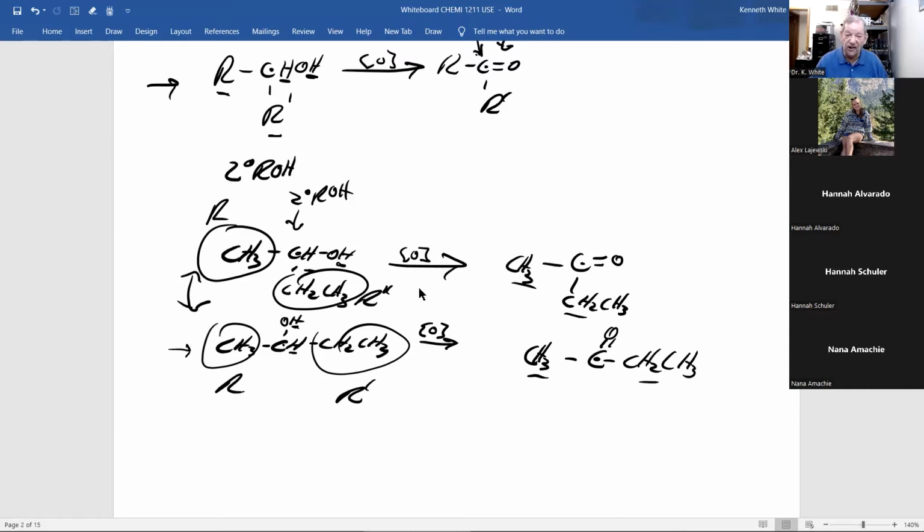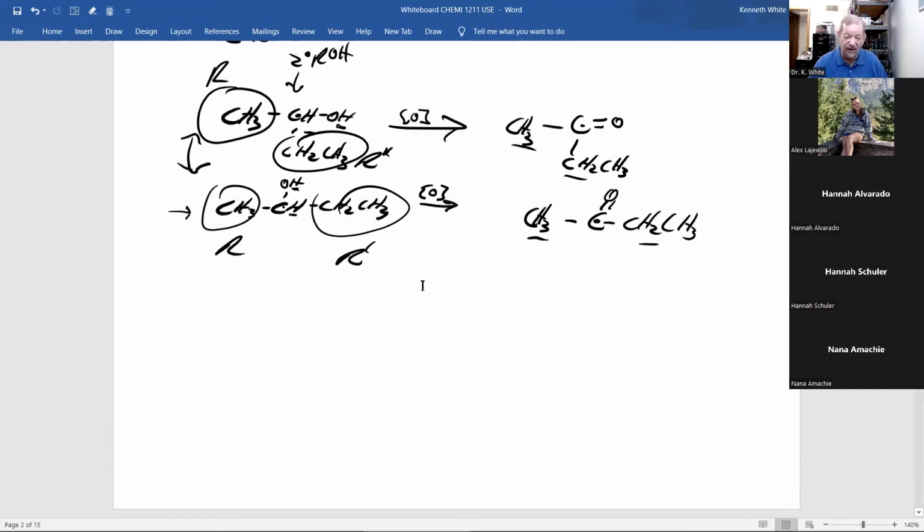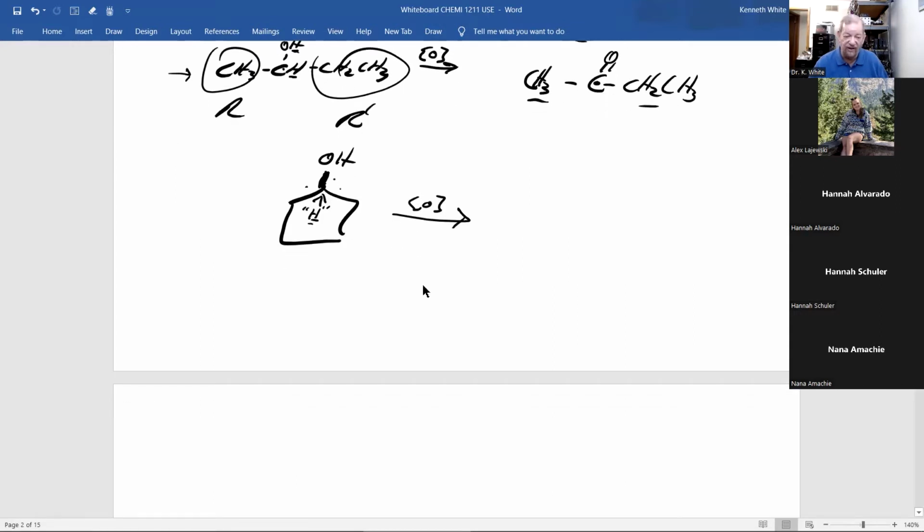Now, one of the exciting parts of secondary alcohol oxidation: in a primary, you can have a primary alcohol in a ring. But you can have a secondary alcohol in a ring. And if you oxidize it, you don't show it, but remember right here, there's a hydrogen. Because there's 4 bonds to carbon, 1, 2, 3, 4 minus 3, you don't show the hydrogen. But this is a secondary alcohol.